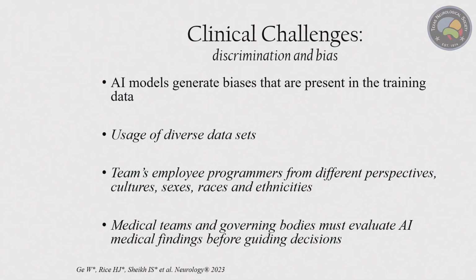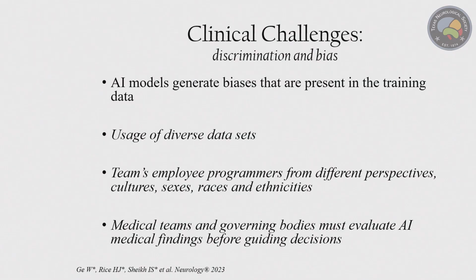Other things that can be used to mitigate such limitations: employ a team of programmers coming from heterogeneous, diverse backgrounds, with different perspectives, different cultures, different genders, races, and ethnicities. This is how you get data training that is non-biased and very heterogeneous. Have medical teams and governing bodies evaluate the AI medical findings before guiding decisions.